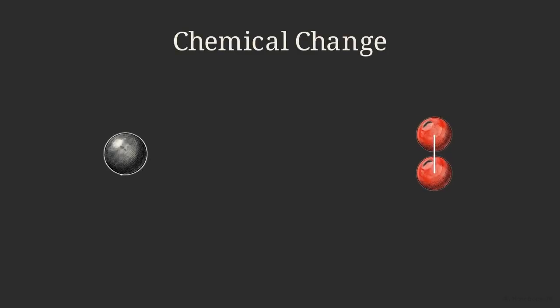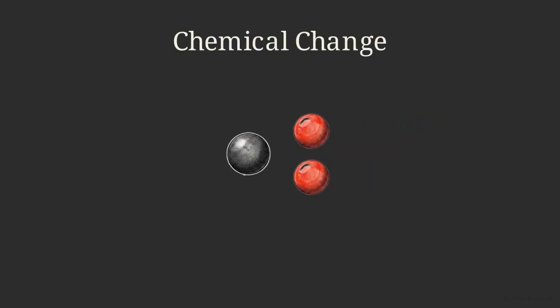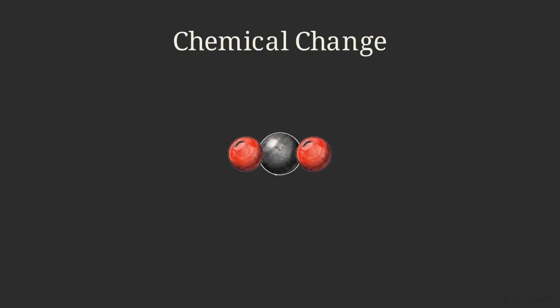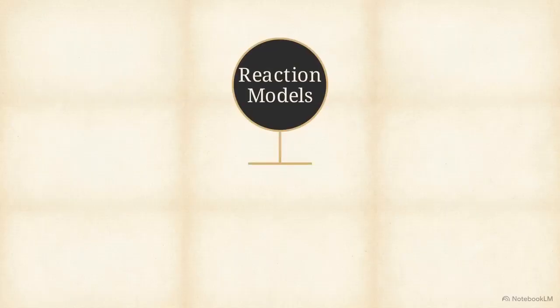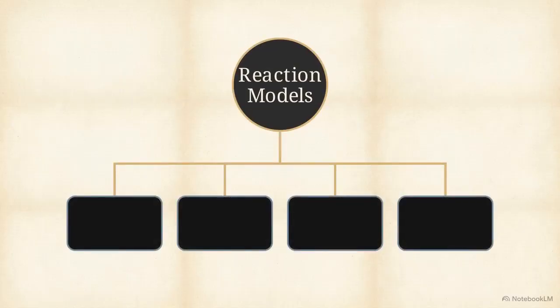At the molecular level, this transition consists of breaking the existing bonds within the reactants and forming new bonds to create the products. Understanding these transformations requires identifying the specific energy triggers that initiate bond breaking and the four models that govern how those atoms subsequently reorganize.